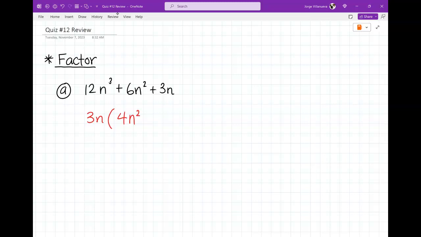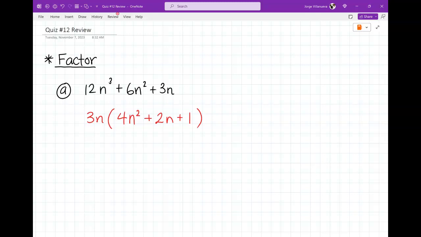And right now I can show you how I do that in my head in case you want to do it. But that's what you end up with for the first one. Now, I'm going to put plus 6n squared, so this part right here, divided by 3n gives me 2n. And then plus 3n divided by 3n, so that's a 1. And there you go. You're done.